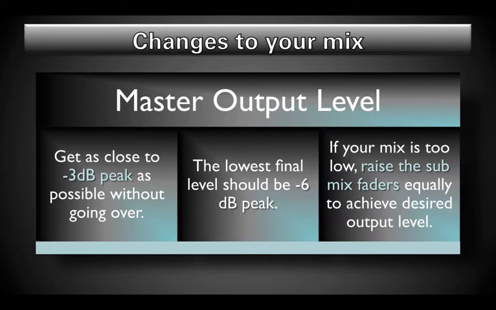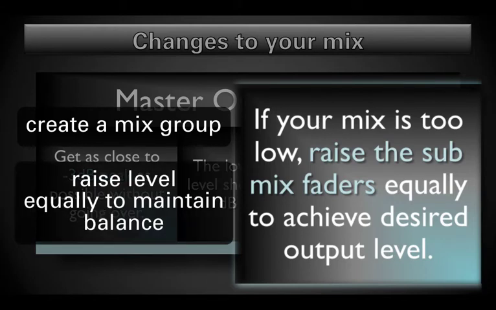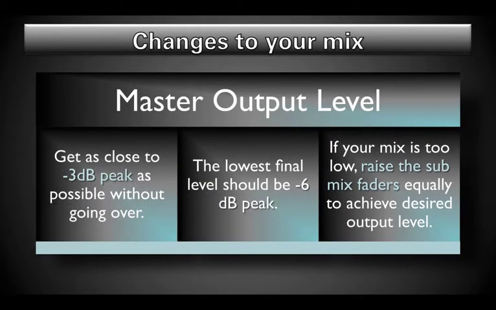Now, if your mix is too low, simply make a group out of the submix faders and raise them until you are right in between -3 and -6. Or, oppositely, if you want to lower them, you can still group them and lower them together. Don't do it individually.